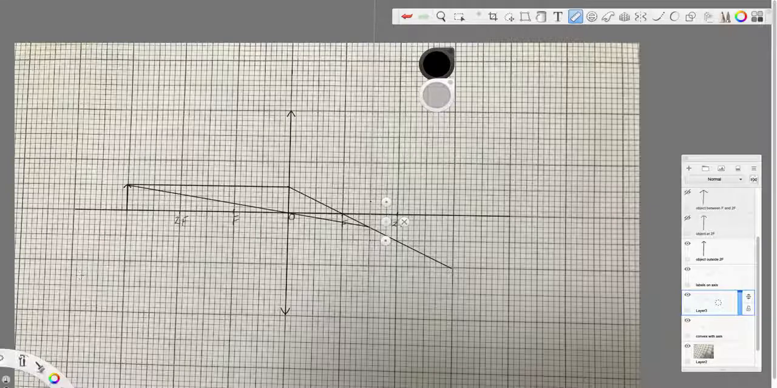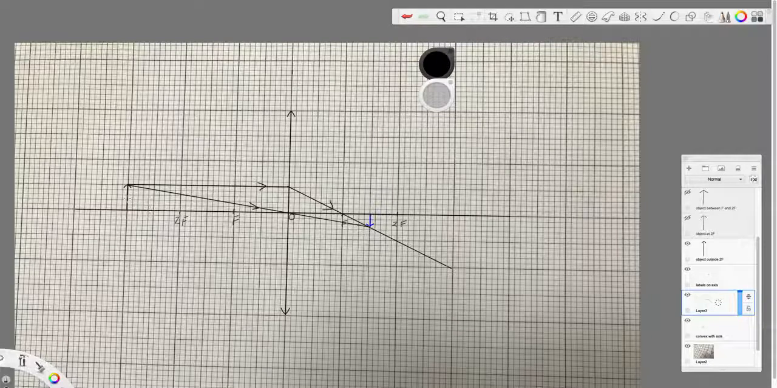So let me just change colours so that the image is really obvious. So what have we got then? We have an image which forms where two real rays of light have converged to form it. Right? Notice arrows on the rays.